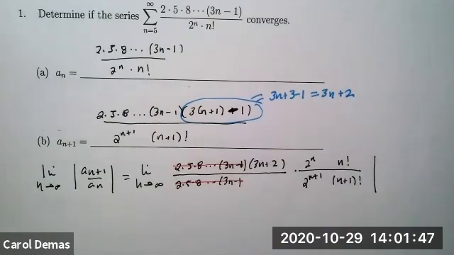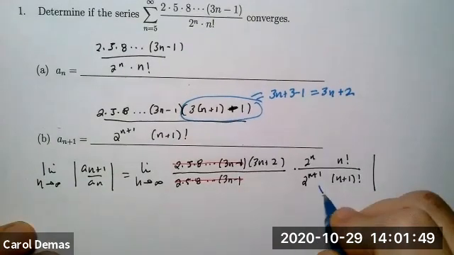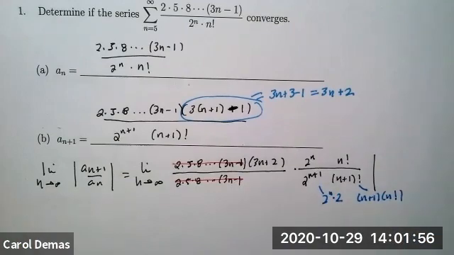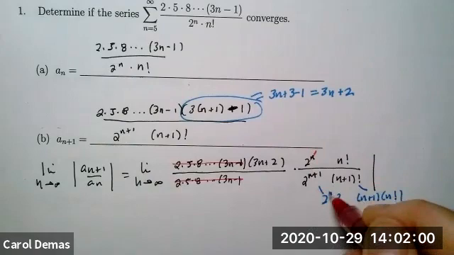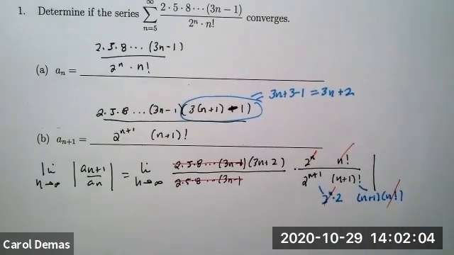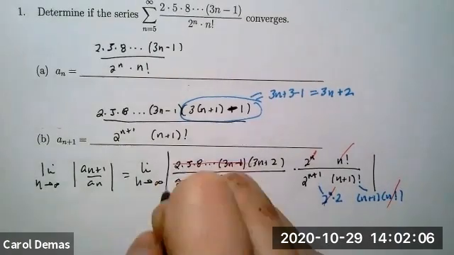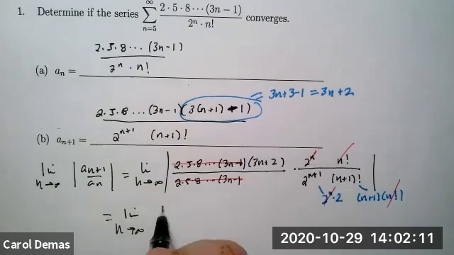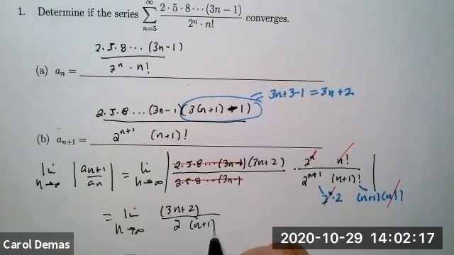And we can write 2 to the n plus 1 as 2 to the n times 2, and we can write n plus 1 factorial as n plus 1 times n factorial. And so the other things we can cancel are 2 to the n and n factorial. So what are we left with? Oh, I forgot the absolute values. Everybody is positive, so we don't need the absolute values anymore. We'll have 3n plus 2 on the top, 2 on the bottom, and n plus 1.